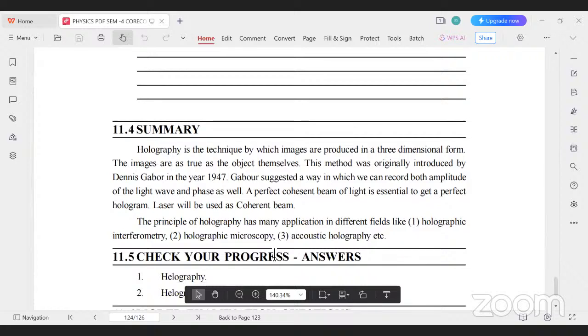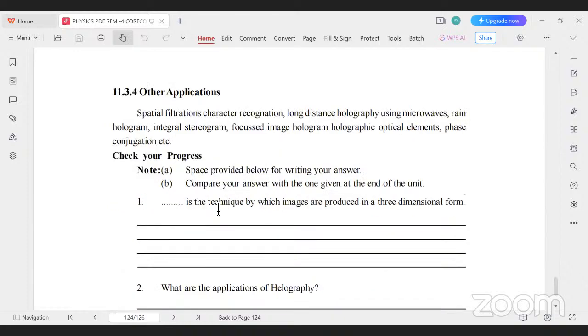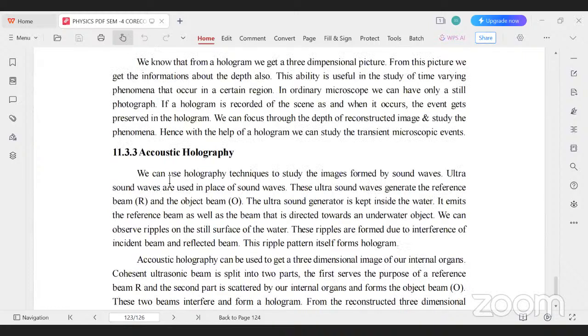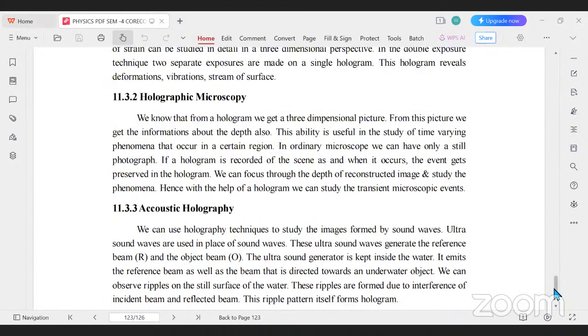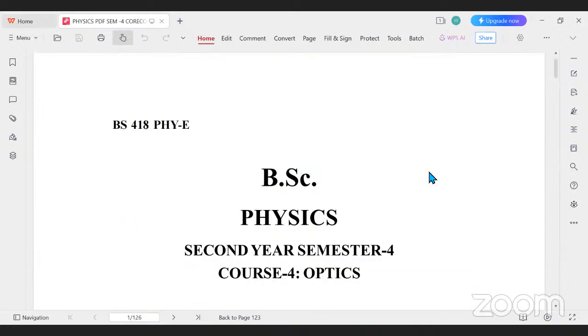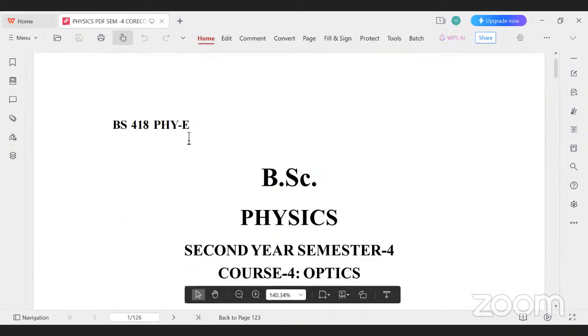The principle of holography has many applications in different fields, like holographic interferometry, holographic microscopy, and acoustic holography. Acoustic holography is also very important because it uses sound waves. Ultrasound waves are generated with reference beams and optics. So acoustic holography is also very successful. This is the complete information about your optics, covering the whole topics.